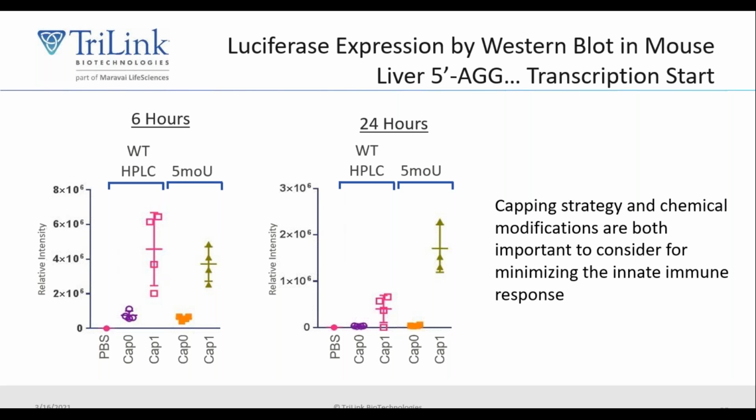But the main takeaway here is that the chemical modifications used in the IVT reaction, being a Cap1 structure and a 5-methoxy-U, significantly aided in protein expression, even more so than the mRNAs that were purified via HPLC. And if you're looking, you can see that the Cap0 structure here in both cases, after 24 hours, was just about the same as the PBS control, while this Cap1 structure, the 5-methoxy-U modified version, is still really expressing strong levels, almost the same as the 6-hour here.